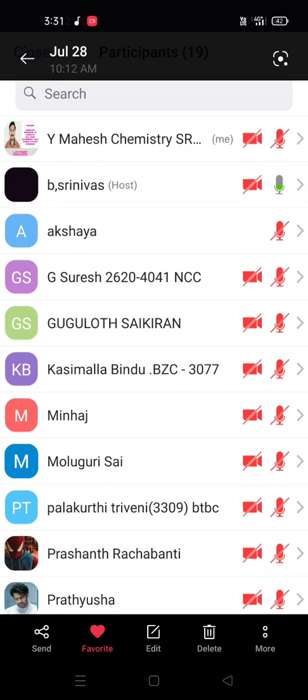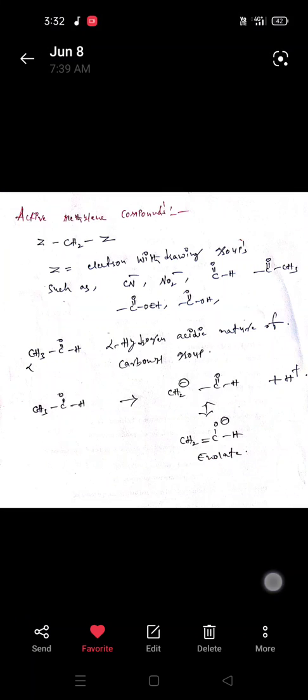Nowadays we are using so many carbon ions. Generally, regarding this topic, we can prepare carbon ions with the help of active methylene compounds. So what are the active methylene compounds?